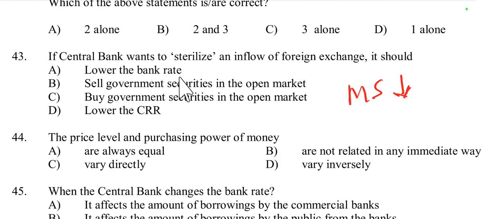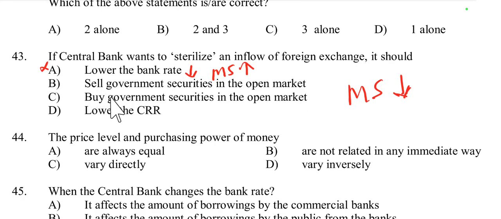So the first one is lower the bank rate. If the bank rate is lower, then commercial banks take more money from the central bank. So when the bank rate is lower, money supply rises, creating even more money in the economy. So this is incorrect.